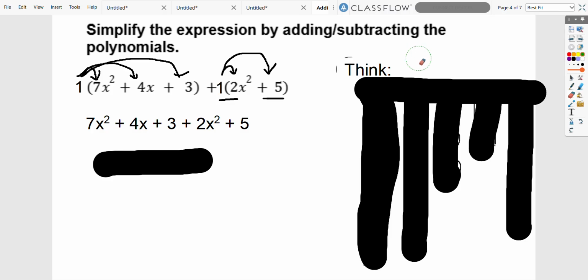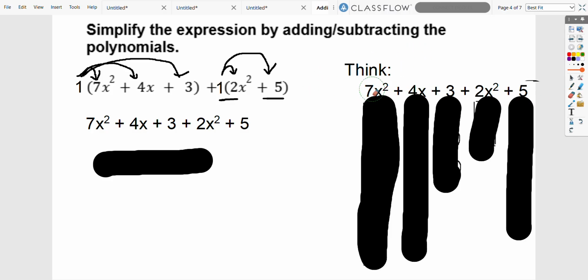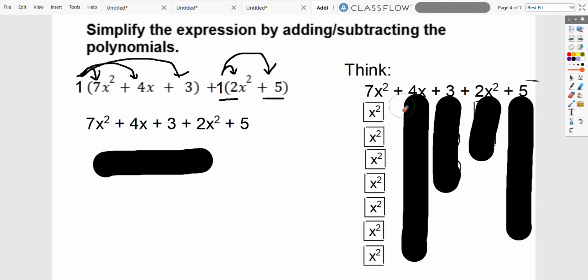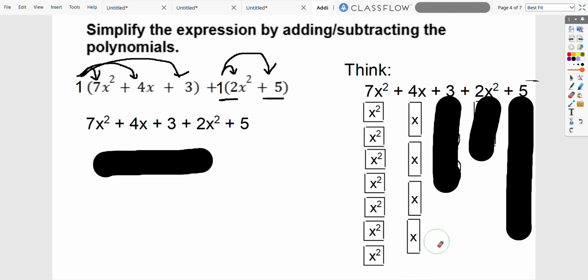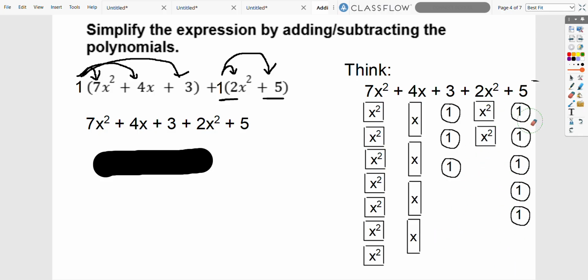And then the way we want to think about this, because there's a lot of exponents, right? We want to think of this in terms of quantity. So if we have 7x squared, then we literally have 7x squareds. If we have 4x, we literally have 4x's. If we have 3, we literally have 3. So when we're combining like terms here, we're essentially thinking of what are the same shapes, right?